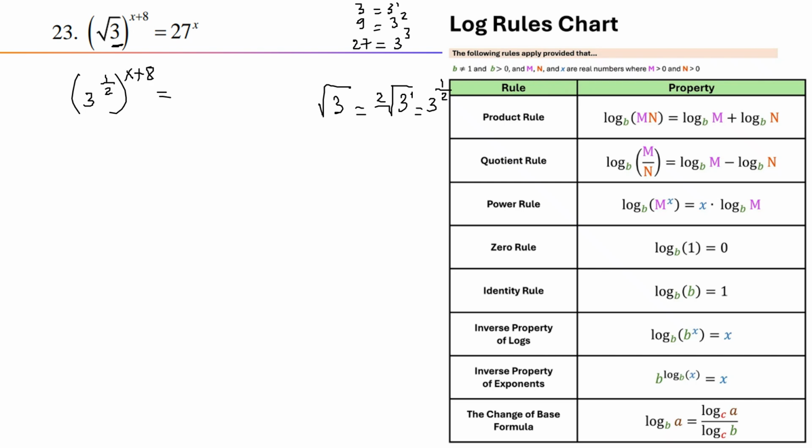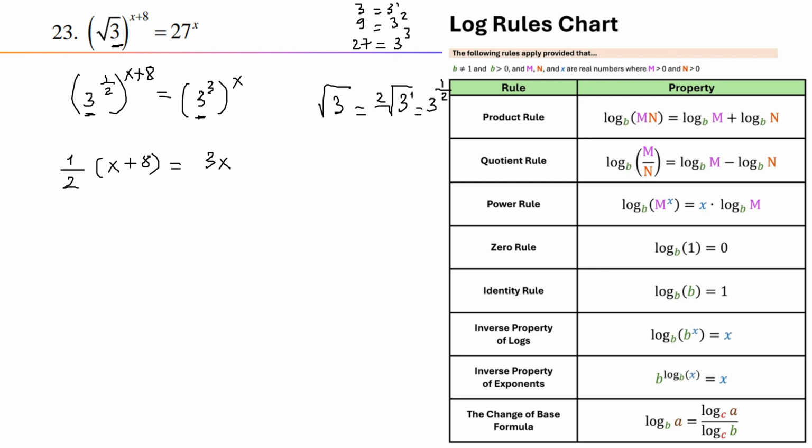Okay. Now 27, we will rewrite as 3 cubed, and then the x is the exponent outside. Now we have the same base 3 right here. The only thing we need to carry is 1/2 x plus 8 equal 3x.